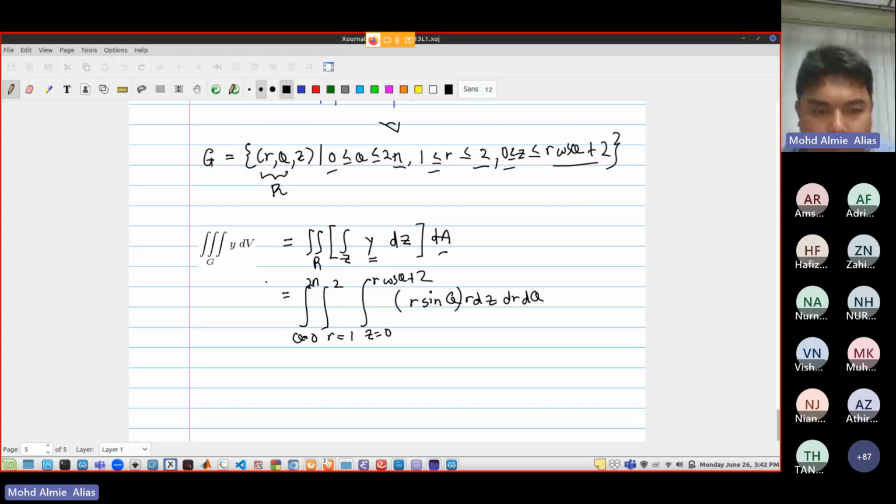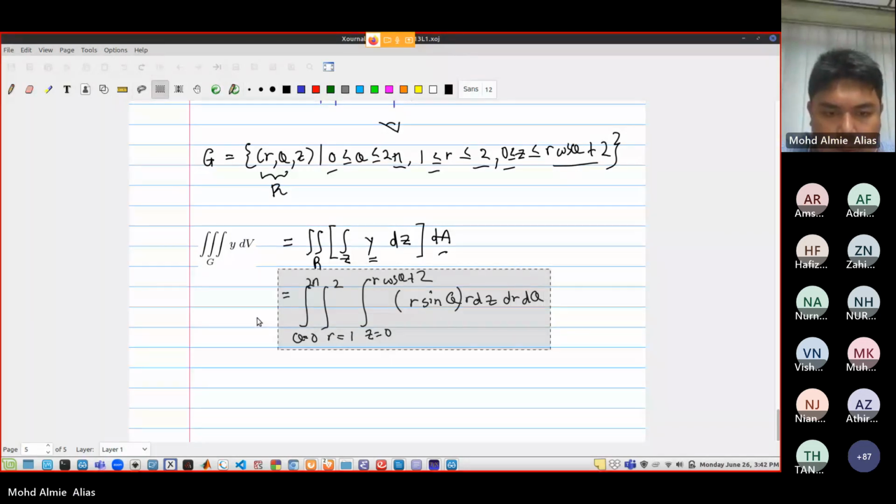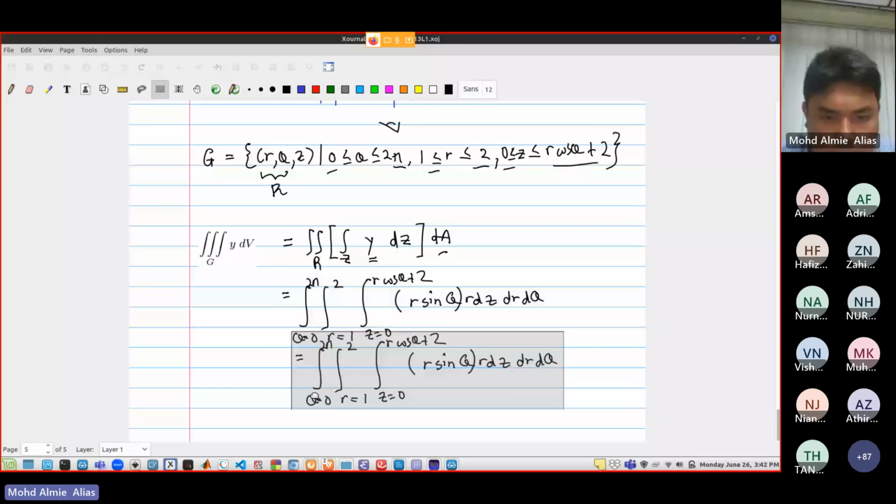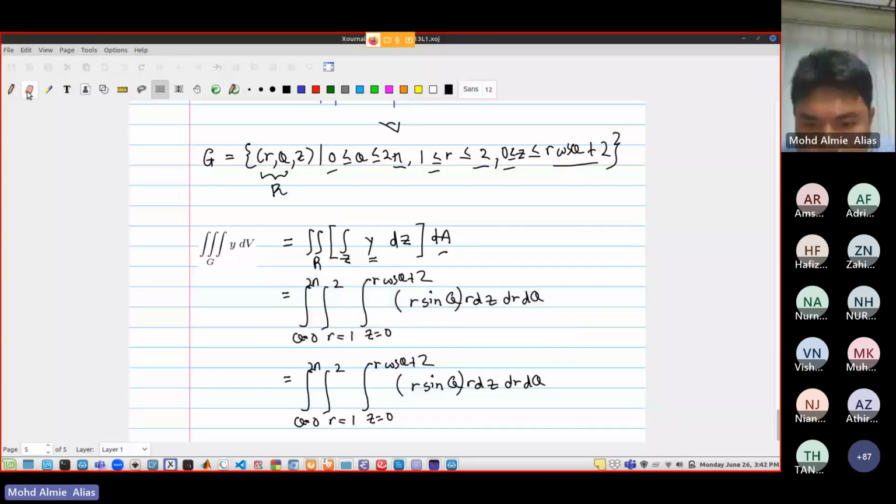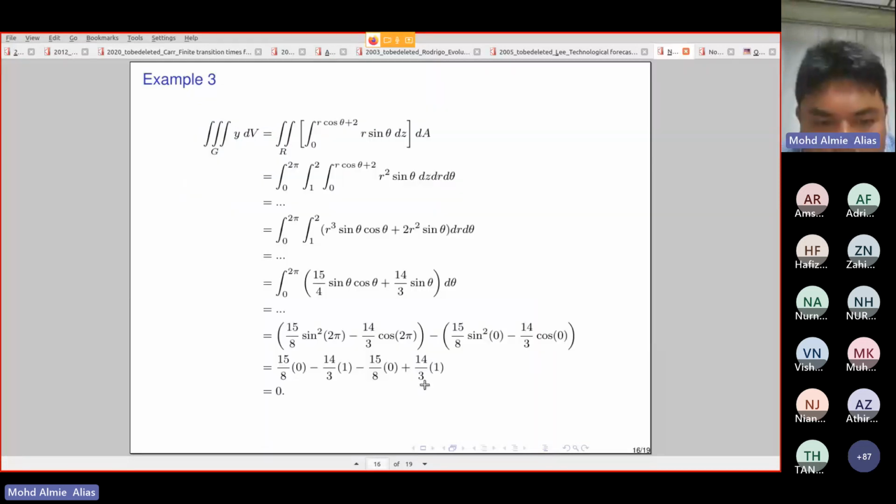Okay, so let's rewrite it just to make it a bit tidy. Not really tidy actually. So this is r squared. Okay, and then you solve. Okay, so something like this. I mean, the solution is already here, not only the answer. Answer is this, 0. But the working is here. Okay, so let's see how this is actually done.